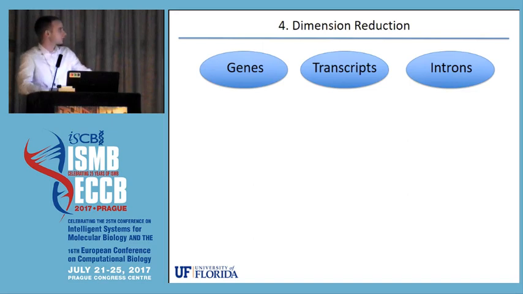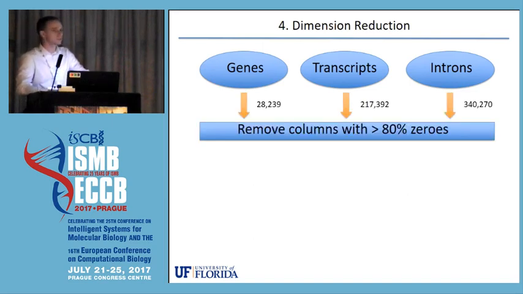We also filter the RNA sequencing data. So first we remove any variables with an excessive number of zeros. So I picked the threshold 80%.